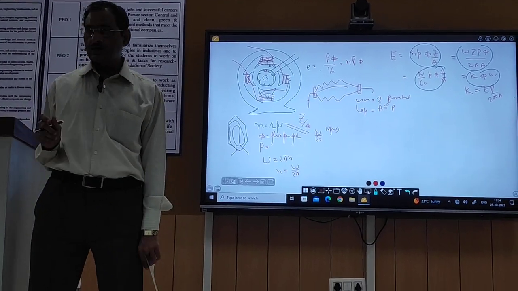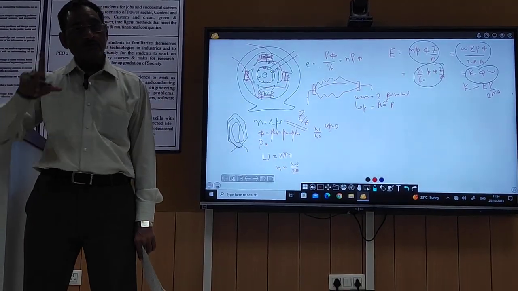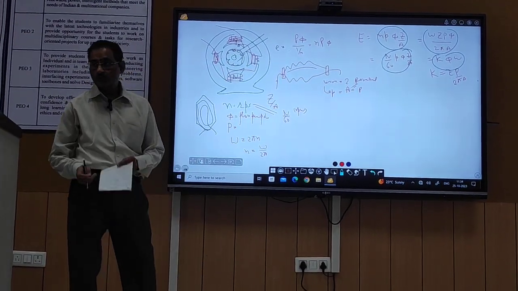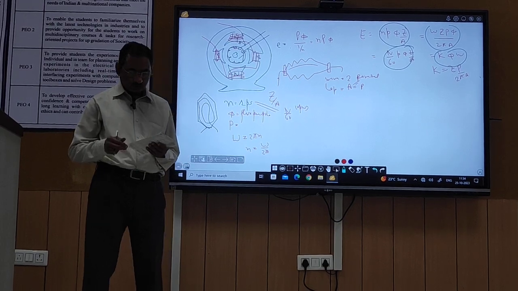E is equal to k phi omega, where k is equal to zp by 2 pi a. इतना voltage generate होता है. इतना voltage generate होगा इस पर. Okay? Any question up to this?